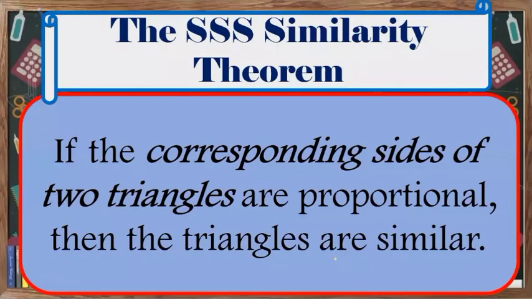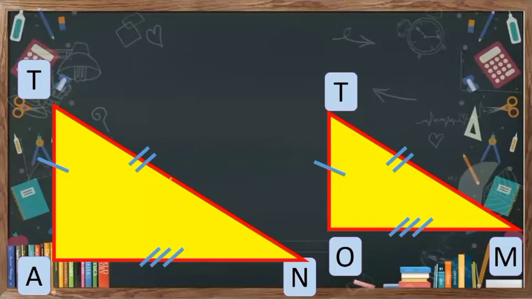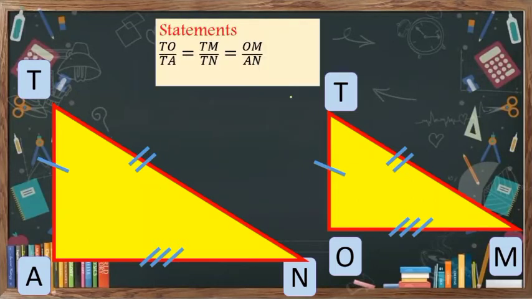Let's move on to SSS Similarity Theorem. If the corresponding sides of the triangles are proportional, then the triangles are similar. So SSS means the three sides of two triangles. As you can see the hash marks here, we have PO, of the smaller triangle, which corresponds to the side of the bigger triangle, which is TA. PO over TA, this one, the shortest sides of the two triangles.